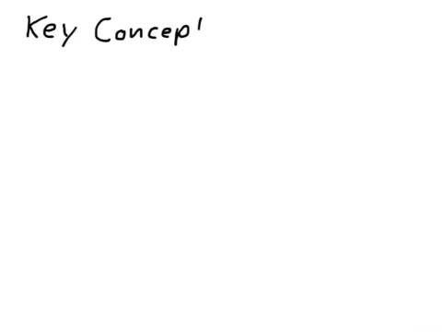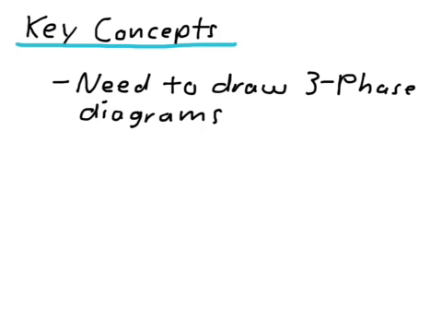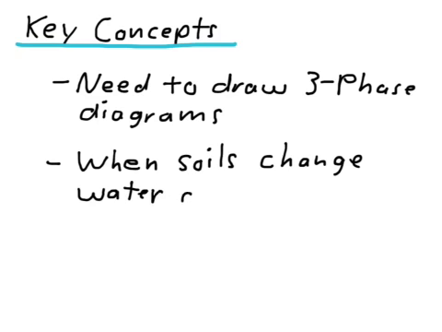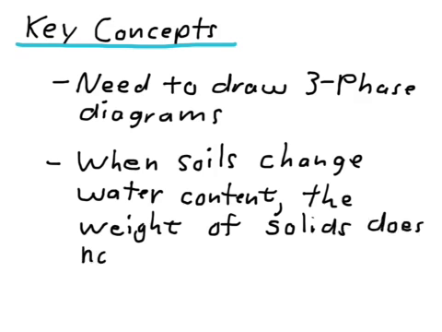So let's quickly summarize some key concepts. This is really just a straightforward weight-volume problem. The key here is that you need to draw the three-phase diagrams to understand what's going on. If you don't draw the three-phase diagrams, it's very hard to understand what's going on. And the other key concept is that when soils change water content, the weight of the solids does not change. And this is a very important concept to get with soils.